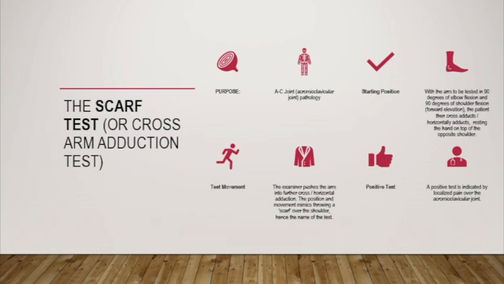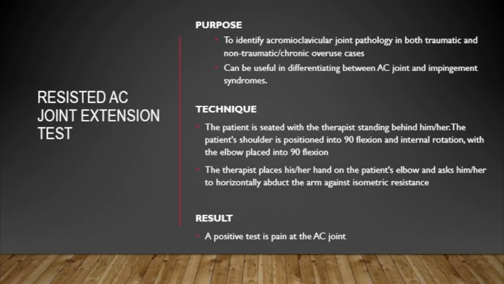It's considered positive if there is a localized pain over the acromioclavicular joint. Okay, so this is the cross arm adduction test. Next is the resisted AC joint extension test. The purpose of this test is to identify acromioclavicular joint pathology in both traumatic and non-traumatic chronic overuse cases. It also helps in differentiating between AC joint and impingement syndromes.